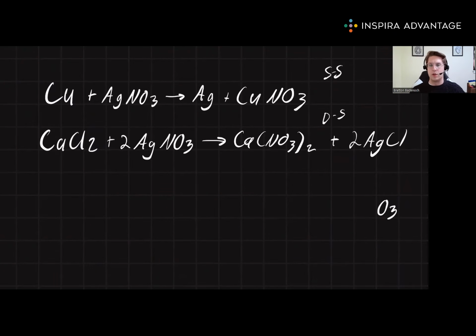The final type of general reaction you need to know for the MCAT are neutralization reactions. This is a type of double displacement reaction focused on reacting acids and bases. The general form of this reaction is an acid plus a base results in a salt and some water.